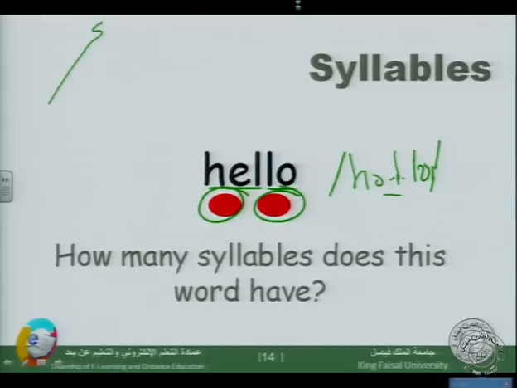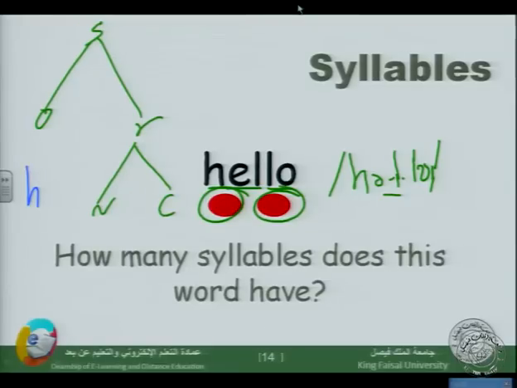Let's divide them. Here we have onset and rhyme, and the rhyme has two parts, nucleus and coda. Okay, let us pay attention now to it. How many onsets do we have? We have one onset. How many nuclei do we have? We have the schwa. Do we have a coda for the first syllable? Yes, L. So when you have a word that consists of 2 syllables, each syllable consists of syllable parts.